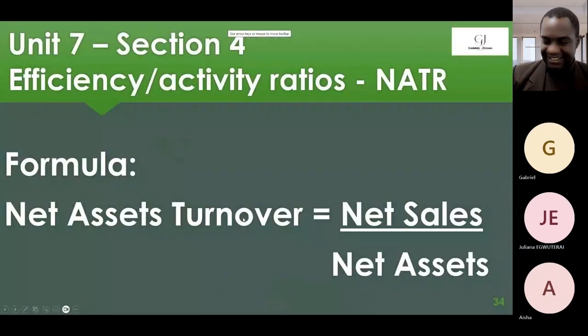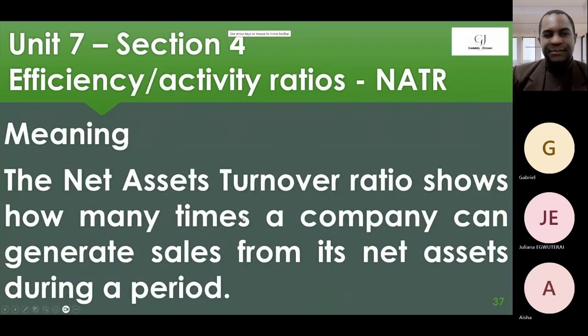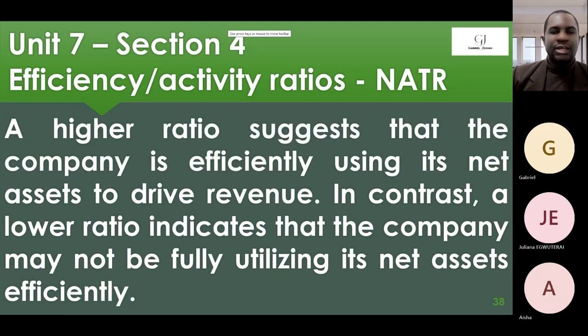All right. So the meaning: the net asset turnover shows how many times a company can generate sales from its net asset during a period. A higher ratio suggests the company is efficiently using net assets to drive revenue, while a lower ratio indicates the company may not be fully utilizing its net asset. Net asset is your asset minus liabilities, unlike total asset, which does not bring into cognizance your liabilities. Don't forget, your liabilities is what you owe.